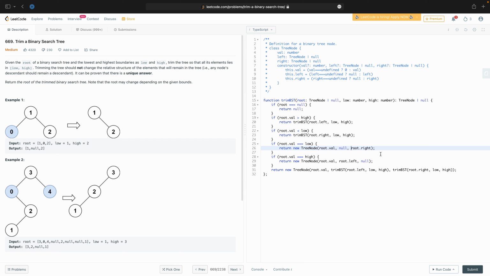So this needs to be trim BST on the right, because if we hit the root and it happens to be the lower bound, but the right extends way off to be the upper bound, then we're in trouble. So I suspect there's going to be a fair bit of tidying up we can do. Oh gosh, root dot left. No.